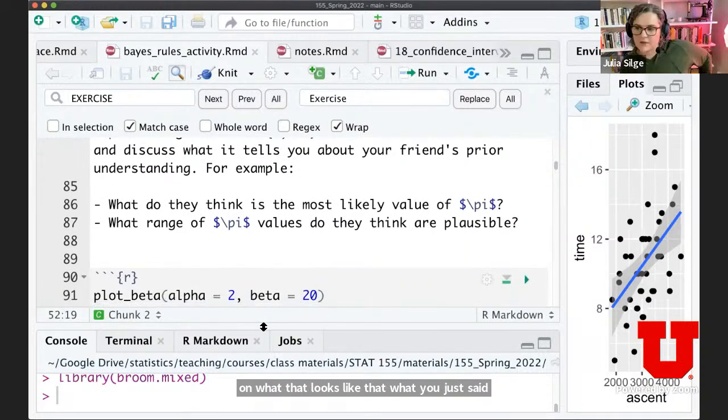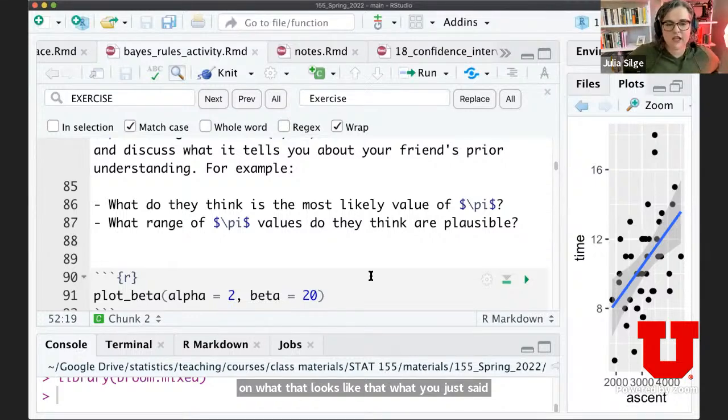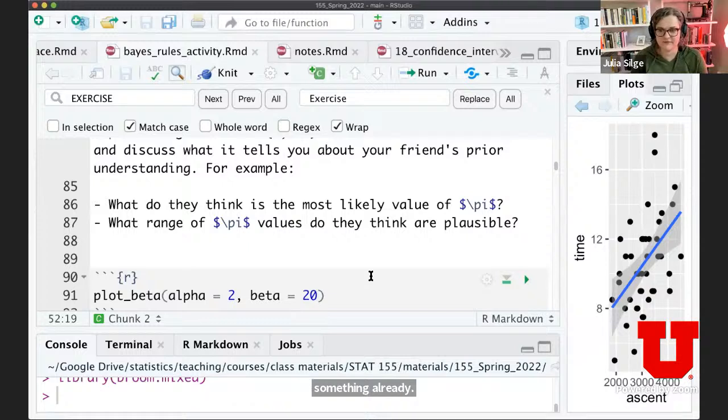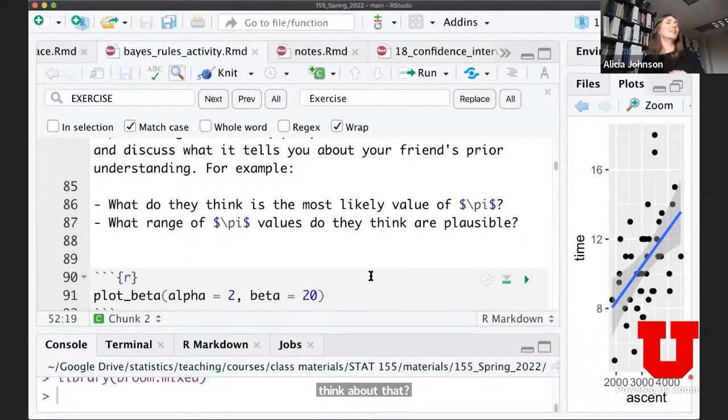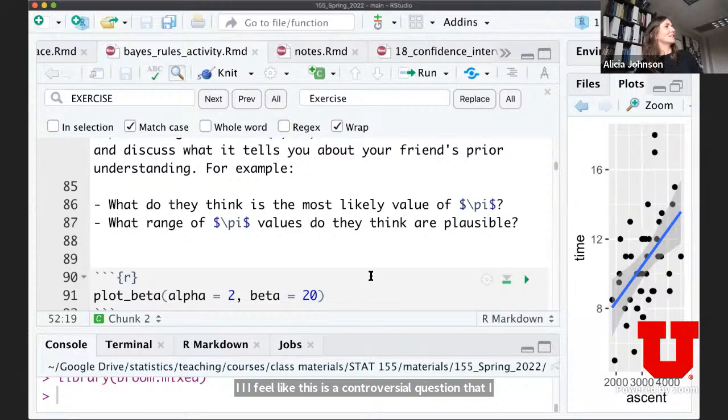What you just said highlights a question that was asked in the chat. Can people just start out data analysis from a Bayesian perspective? Can it be a beginner intro to stats, like, hey, let me tell you how stats works. You've got something already, it's a prior. You measure your data. What do you think about that? Oh, I feel like this is a controversial question that I very much enjoy, because there are some intro stat books, like a regular first course in statistics, that are written from the Bayesian perspective.